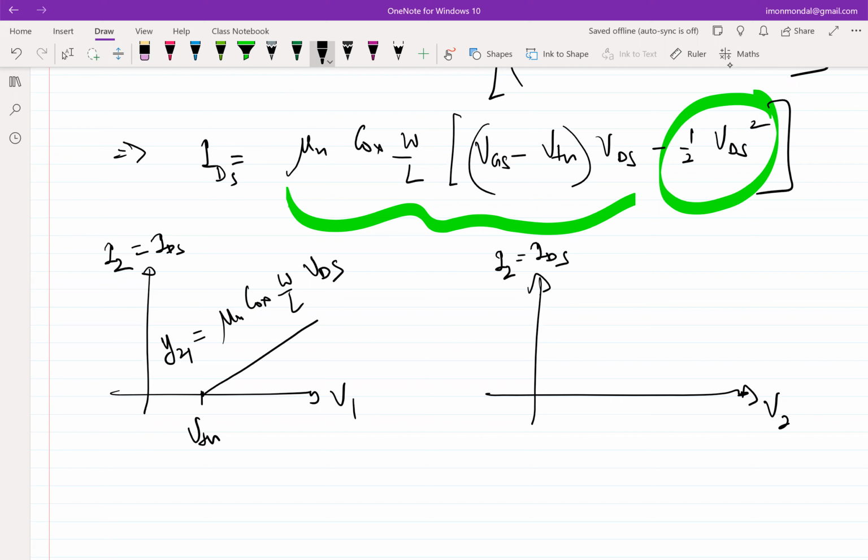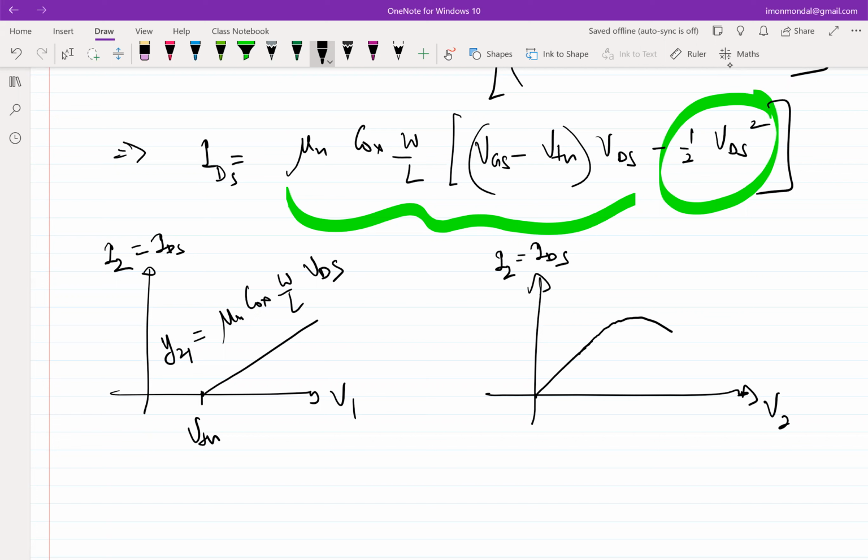What is Y22? Or rather, let me plot I2 versus V2. What will it look like? Approximately, what do you think? It reminds you of a parabola, right? Initially, for very small values of VDS, I can neglect the half VDS squared term, so it becomes a straight line as it was earlier, but after some time, after some V2, some VDS, it will start inflecting. Correct? But again, there is a catch.